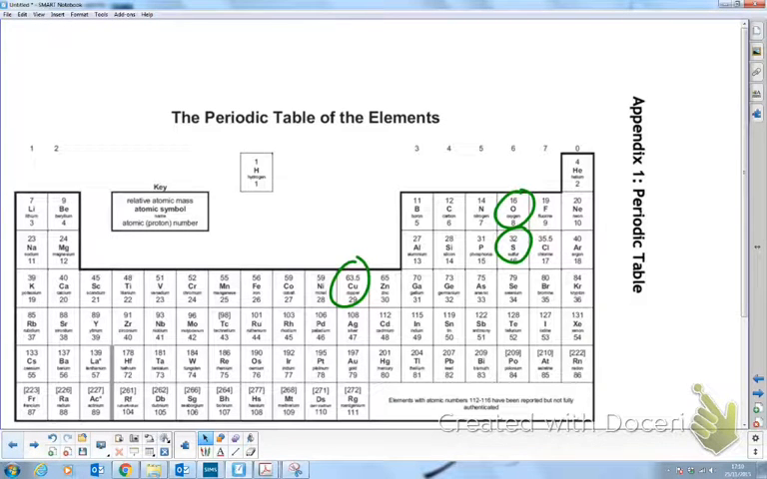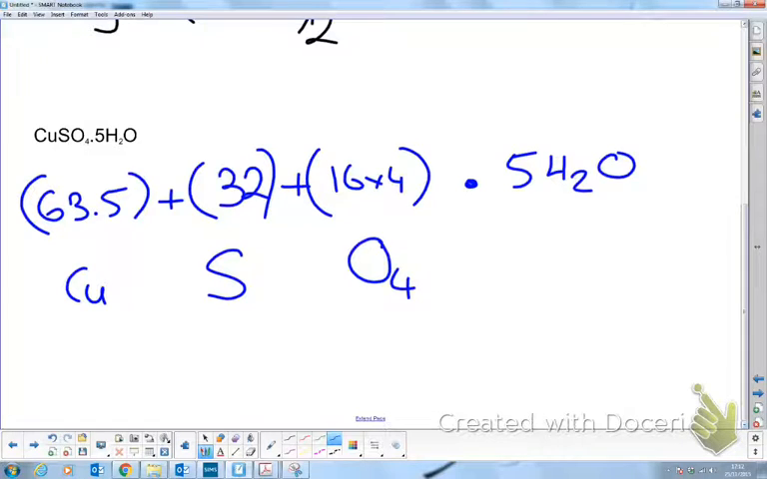So copper is 63.5, oxygen is 16, sulfur is 32, and not forgetting hydrogen, which is 1. Copper is 63.5, sulfur is 32, and we have 4 oxygens, so it's 16 times 4, which is 64. Now the next thing to do is to look at what this .5H2O is. We're okay with the rest of it so far. The .5H2O means that there are 5 water molecules with this copper sulfate.